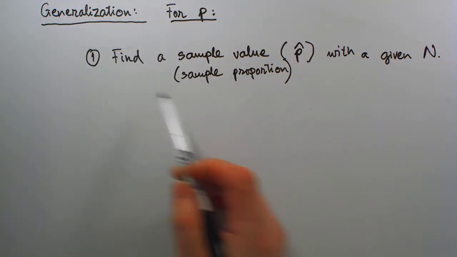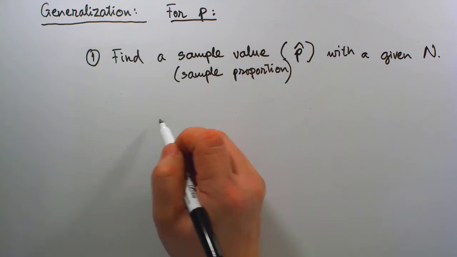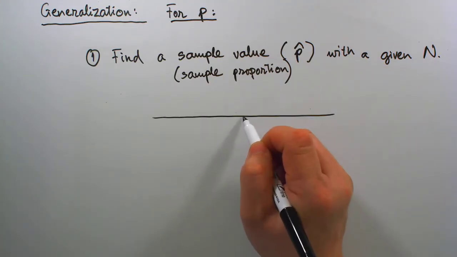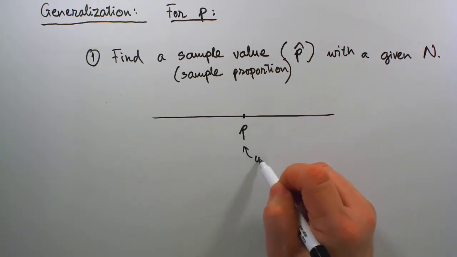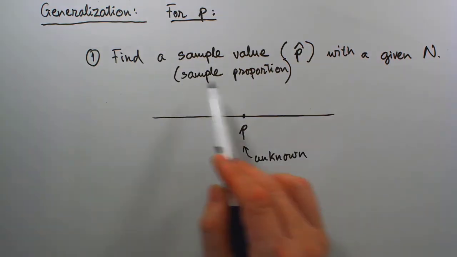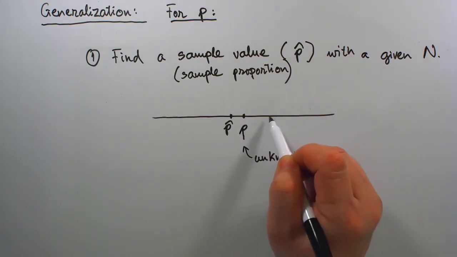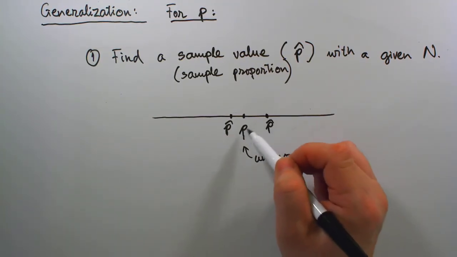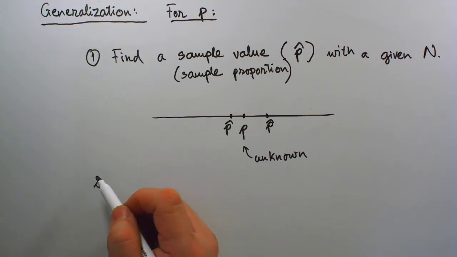And once we have found a sample, think about the idea that the actual p is again unknown, and that's why we need to estimate it. But the sample value we found could be lower or it could be higher. We don't know, compared to the actual unknown proportion. Now you have seen my explanation for estimating the population mean, so here it would be the same.